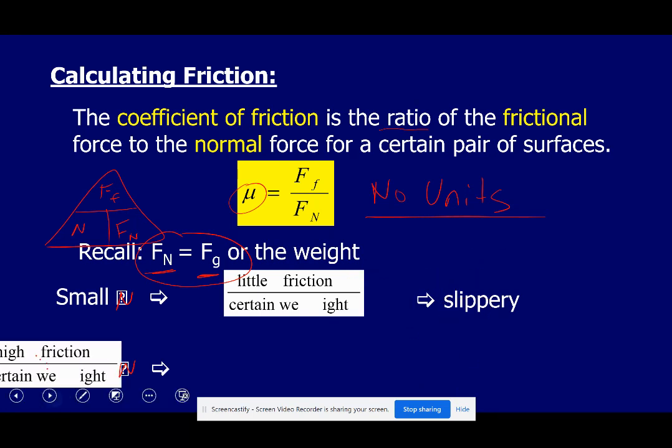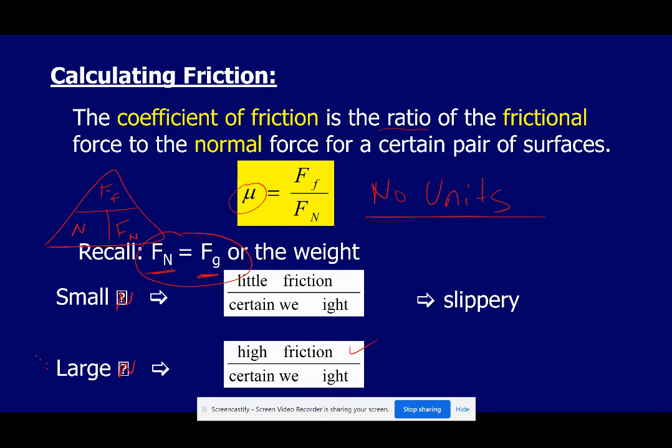A large mu means you have a high friction for a certain weight. Anything that is grippy is going to have a high mu. Now, see how they drew that mu? It's a U with a funny tail.